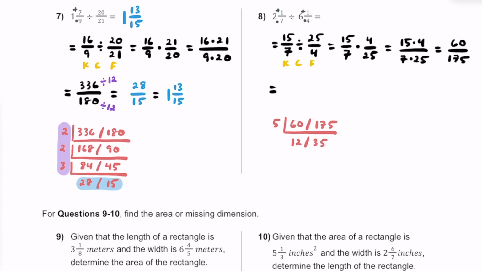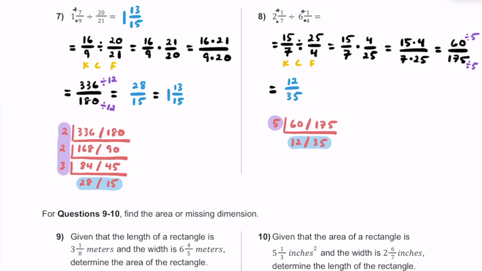All right, now 12 breaks into, for its prime factorization, 2, 2, and 3. 35 can't divide by 2, and it cannot divide by 3, so we're all done here. 5 is our greatest common factor, so if we divide top by 5 and divide the bottom by 5, we're going to end up with these lovely numbers at the bottom, this 12 and 35. So let's go ahead and put this 12 35ths, which makes sense.